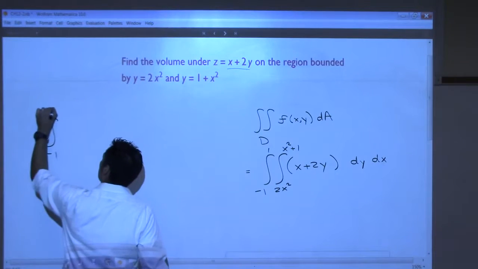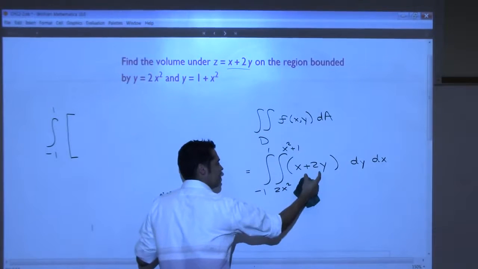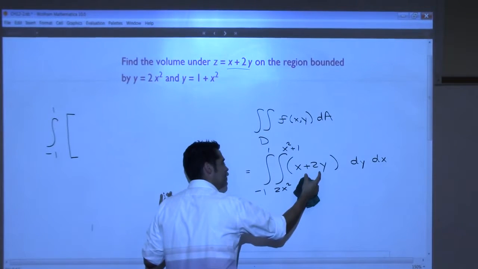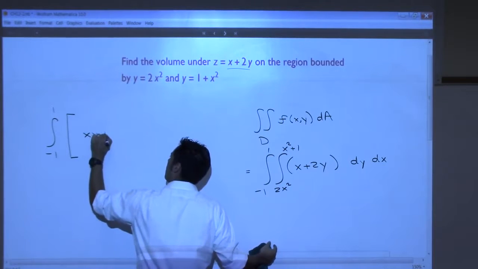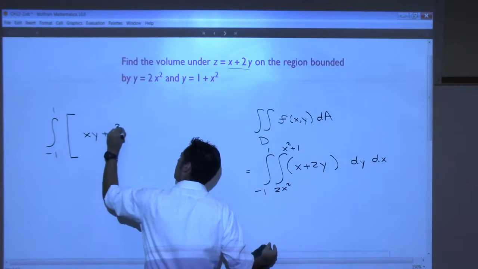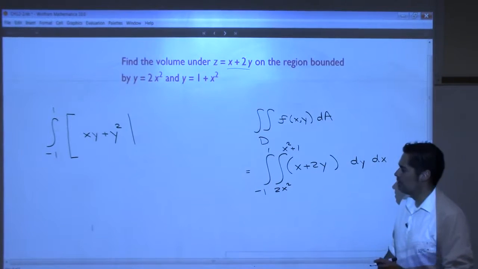Leave the outer integral alone. I like to put a set of brackets. Let's find the antiderivative of this with respect to y. So what do we have? xy plus what? y squared. And we're evaluating that. Now this is where things get a little weird.